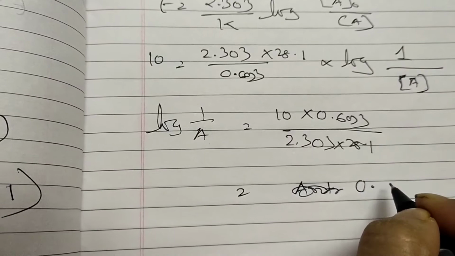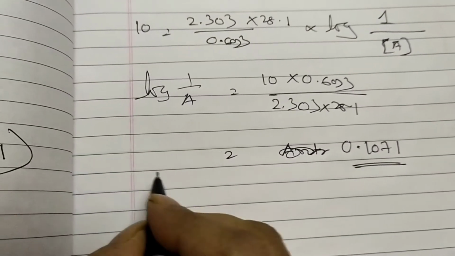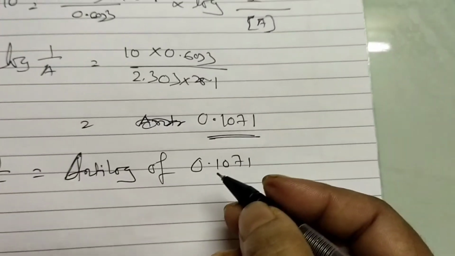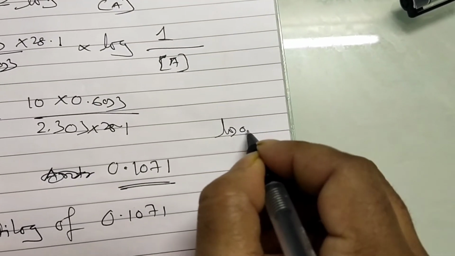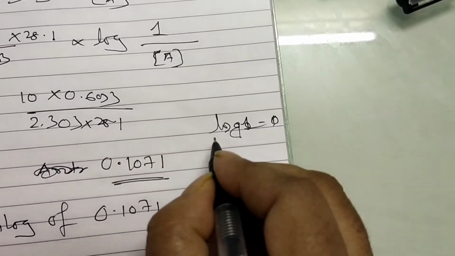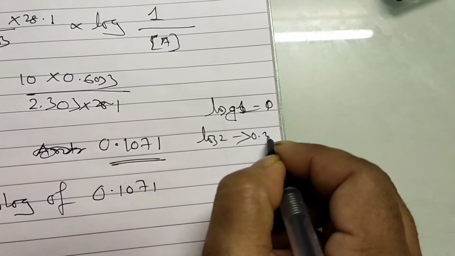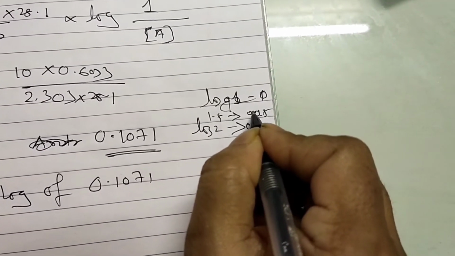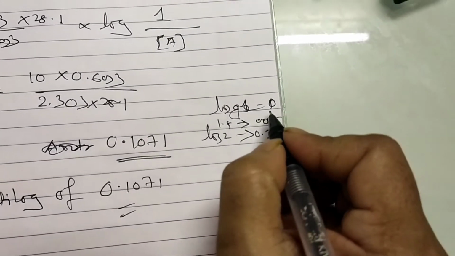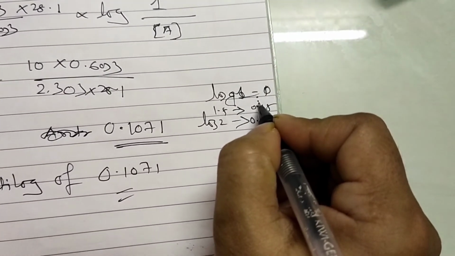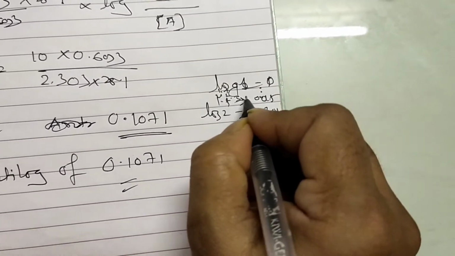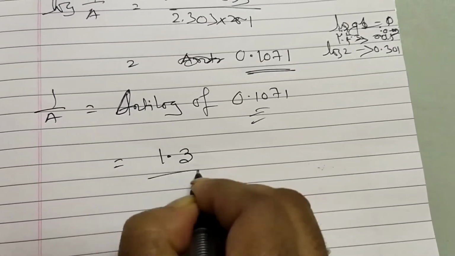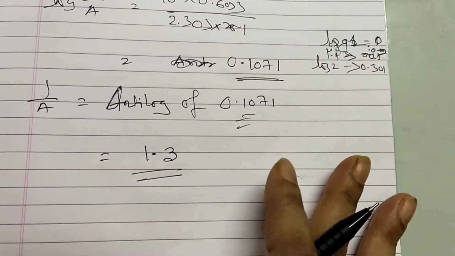And the answer is about 0.1071. Clear? So now 1 by A equals the anti-log of 0.1071. How do you find the anti-log of 0.1071? Log 1 is 0, and log 2 is 0.301. In between, for 1.5 it is 0.15. Around 1.3 it comes to about 0.09, which is around 1, so the value is about 1.3. 1.2 would be slightly more, so we can take 1.3.